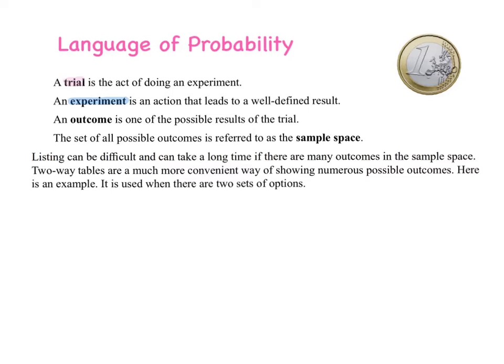Now the outcome is the results of that. Well, if I flip a €1 coin, I either get heads or I get tails. So outcome is the result of a trial. Some trials will have multiple outcomes, others not so many. And then basically all of the possible outcomes is referred to as the sample space. And I'm going to show you examples of sample spaces in the video.